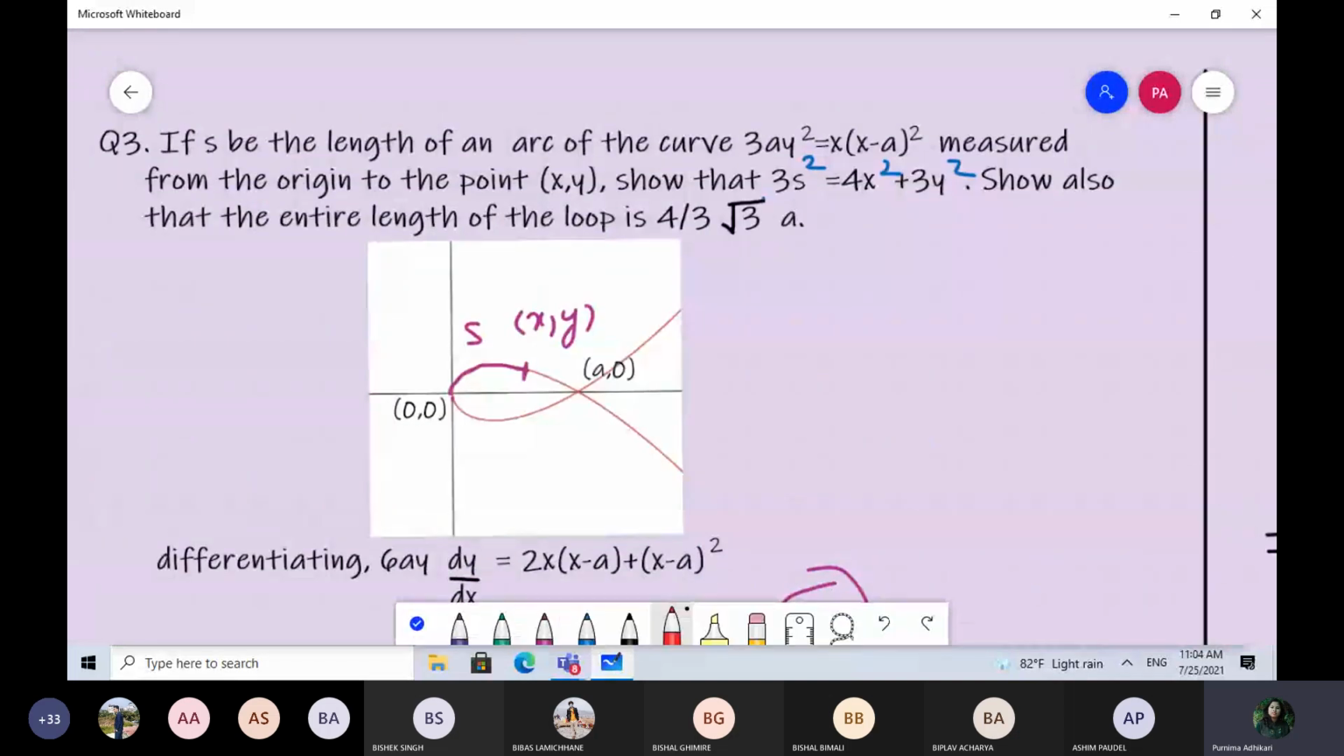But before I show you that, let me ask you. S is length from origin to any point x comma y. So what limits of integration when you are calculating will be s? 0 to x. Very good. 0 to x only. किनकि तिमीको change in x के भइरहेछ 0 देखि x सम्म.